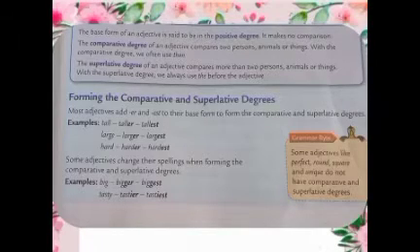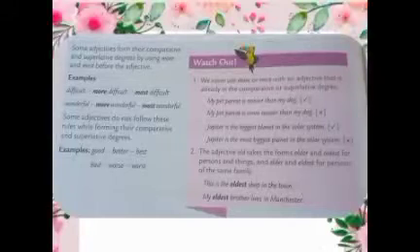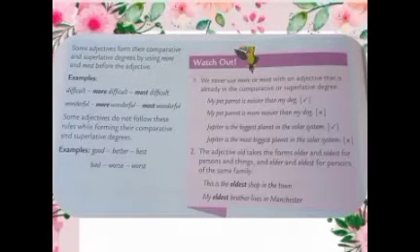But some exceptions will also be there. And we should remember that some adjectives like perfect, round, square and unique don't have any comparative and superlative degrees. Okay, children, remember it. Next, there are some more adjectives.